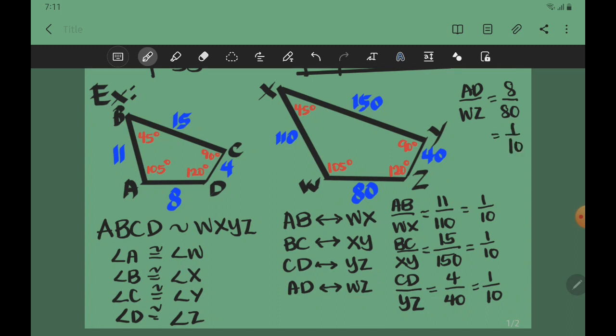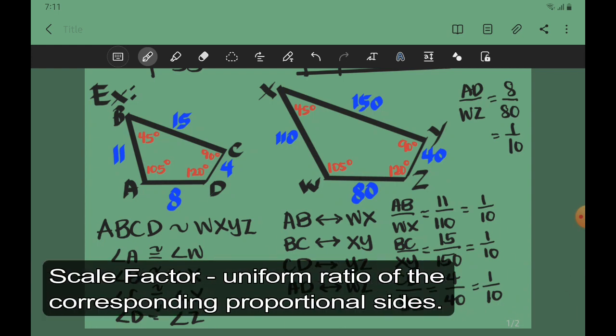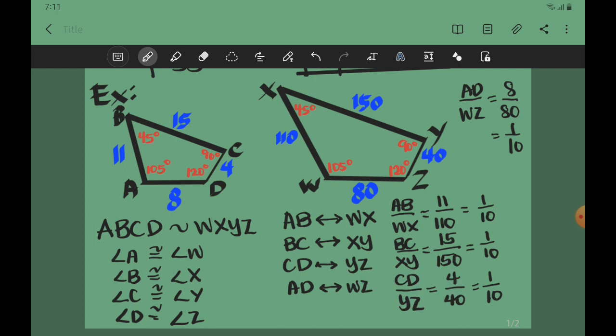So as you can see, all of them, pare-parehas sila ng common ratio. Kaya nga siya tinawag na common ratio, kasi they are common. And this common ratio can be called also the scale factor. So yung scale factor, yun yung uniform ratio or yung similarity ratio nung similar polygons. So ito po 1/10, yung pare-parehas na ratio or yung common ratio, ito po yung tinatawag natin na scale factor.